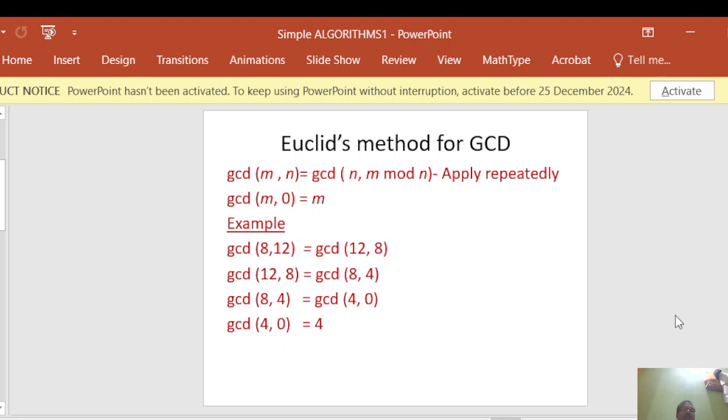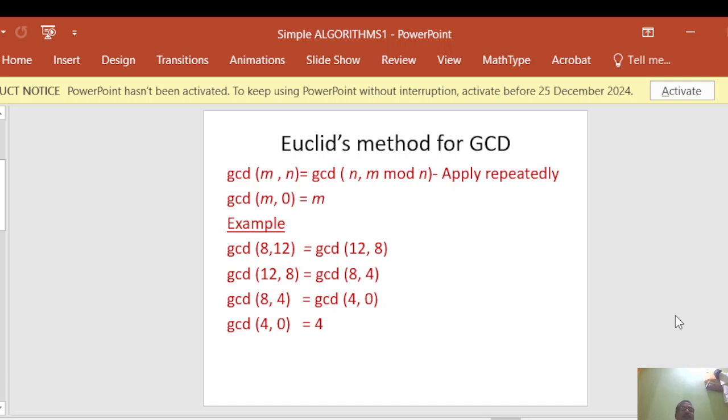So look at the example, GCD of 8 comma 12. Apply the first formula, GCD of m comma n equal to GCD of n comma m mod n. If you apply that formula, it becomes GCD of 12 comma 8. Then apply repeatedly. GCD of 12 comma 8 becomes GCD of 8 comma 4. GCD of 8 comma 4 becomes GCD of 4 comma 0. When any one of the inputs is 0, that is the final answer. GCD of 4 comma 0: the other number, not equal to 0, is 4. So that is the GCD.